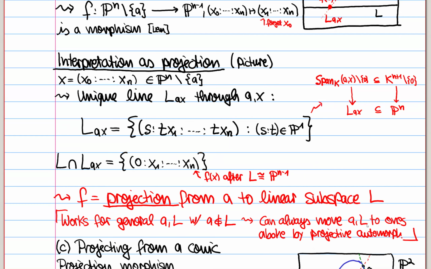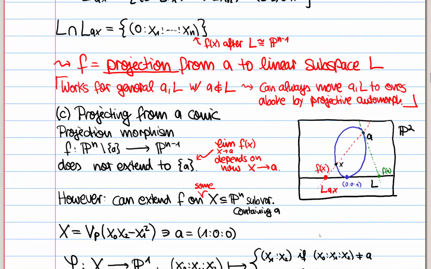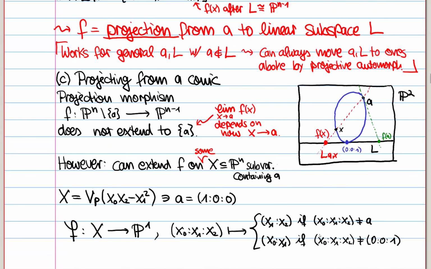And so we can now project from any point to any linear subspace of codimension 1 which doesn't contain this point. And then there's a cool thing which we can do when we don't project from all of P^n minus A, but we project from some subset there. To see what we mean by this, first of all, note in our definition of this projection morphism, we had to exclude A. And in fact, it's not possible to extend it over this point.